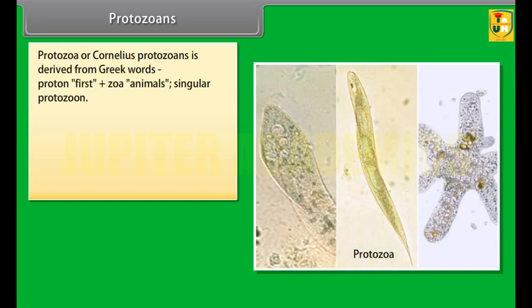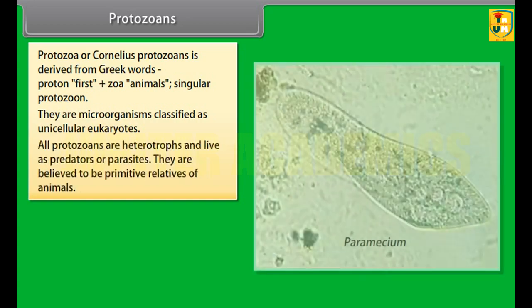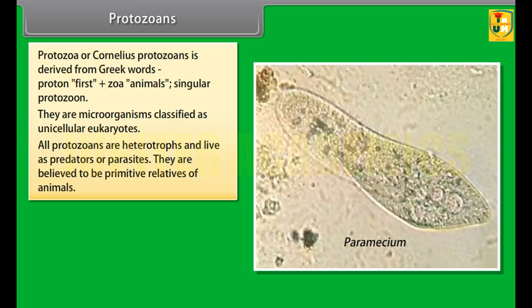Protozoans. Protozoa, or protozoans, is derived from the Greek words proton, first, plus zoa, animals; singular protozoon. They are microorganisms classified as unicellular eukaryotes. All protozoans are heterotrophs and live as predators or parasites. They are believed to be primitive relatives of animals.